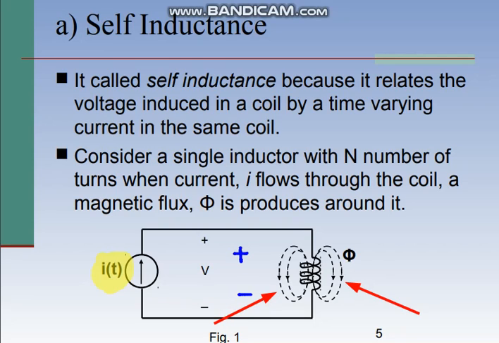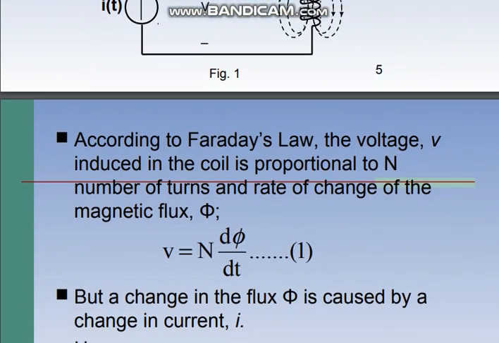So consider a single inductor with n number of turns. When current i flows through the coil, a magnetic flux phi is produced around it. So we get this information from there. Now again coming back to our point, the self inductance. Okay, so now going to the next part of the slide.